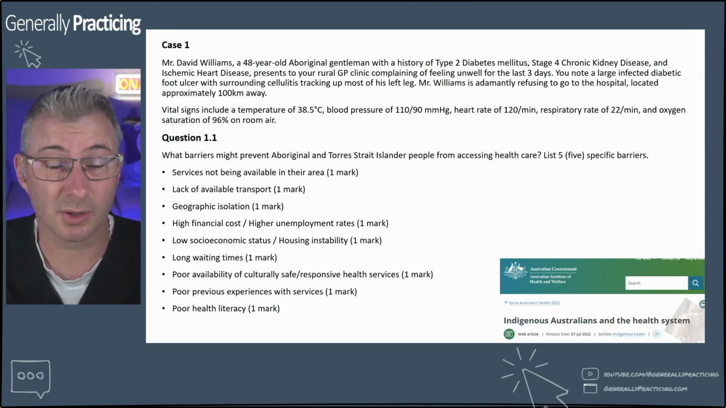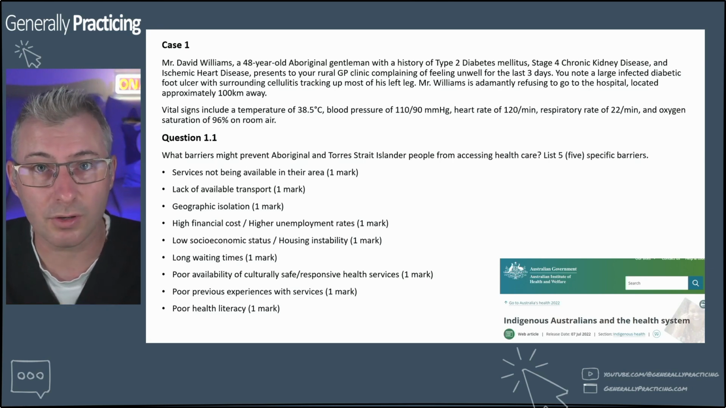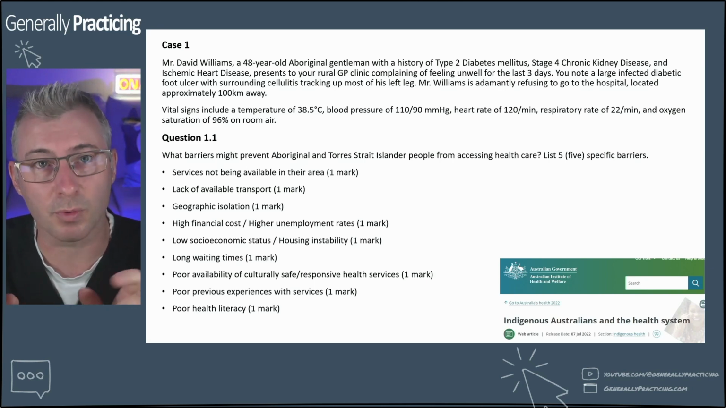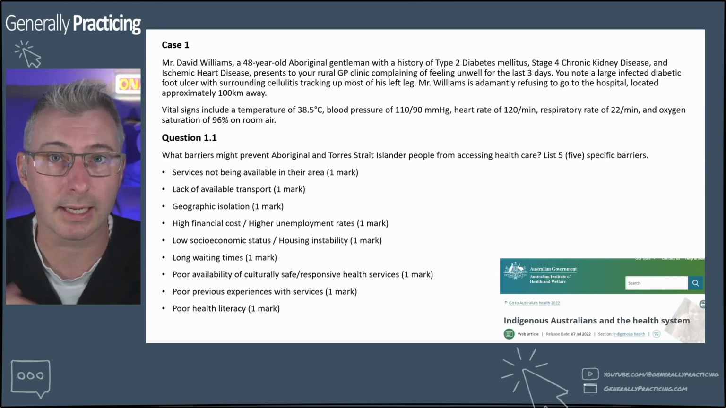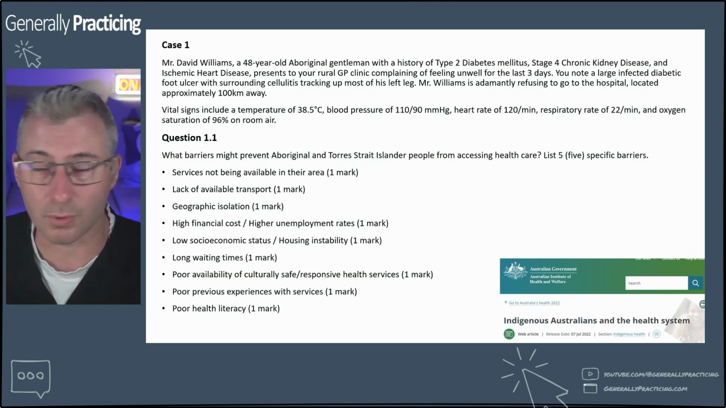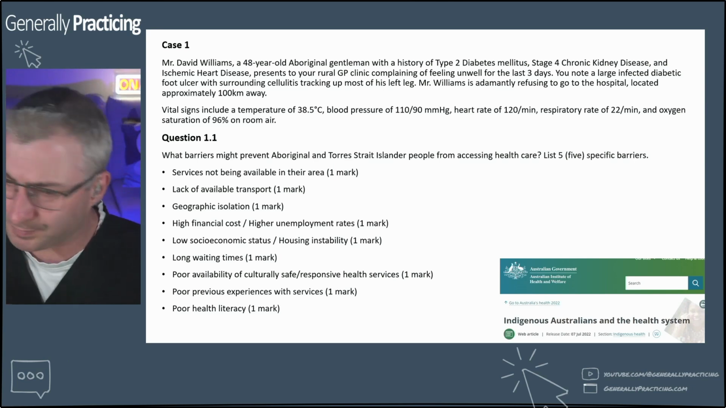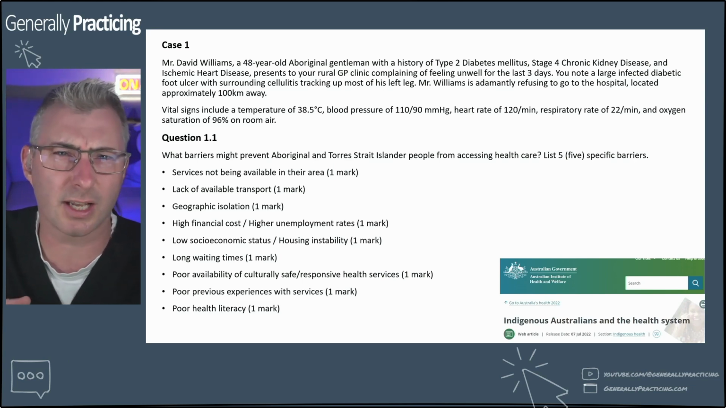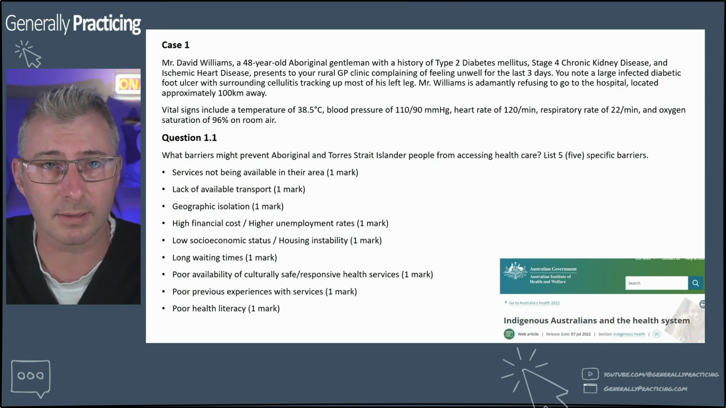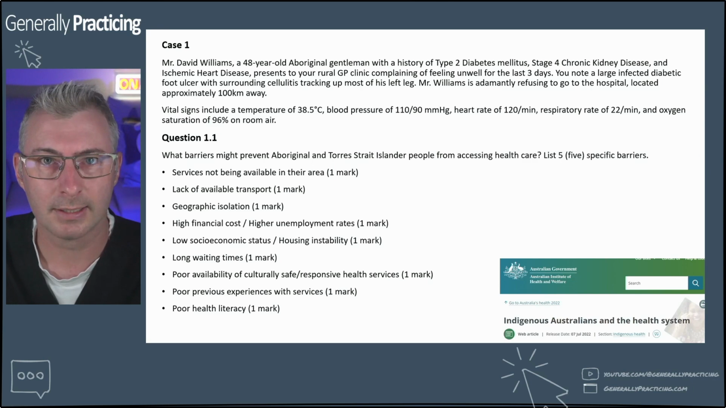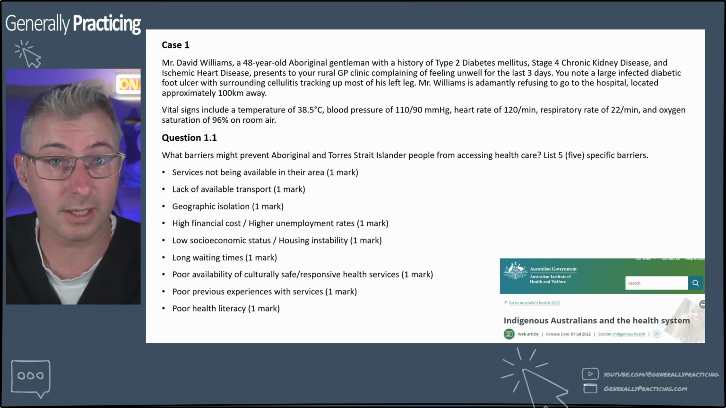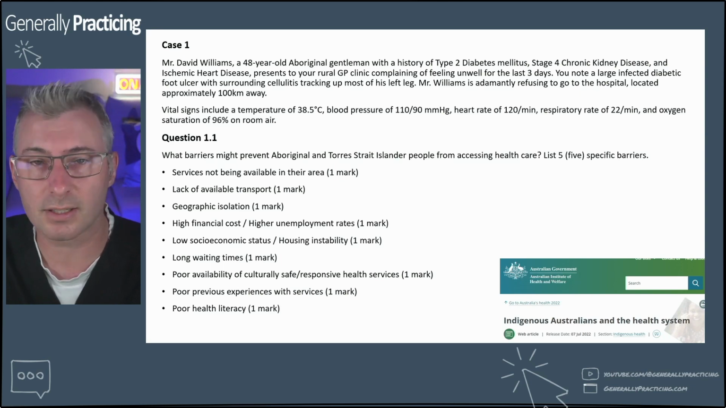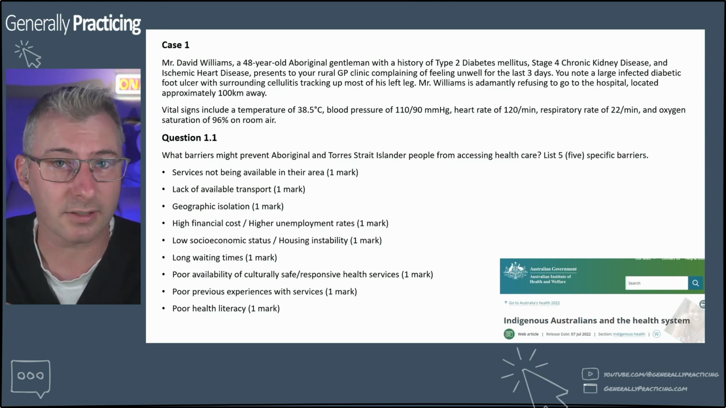Of course, there are high financial costs, and tied into that, probably grouped together for similar reasons, are high unemployment rates in Aboriginal and Torres Strait Islander people. Any answer acknowledging the financial barrier that prevents people from accessing healthcare is going to get your mark there. Tied into that, but a separate point, would be lower socioeconomic status, and again likely grouped together would be housing instability.